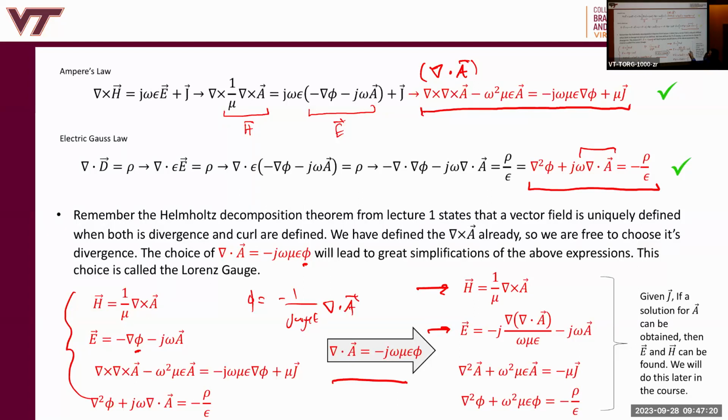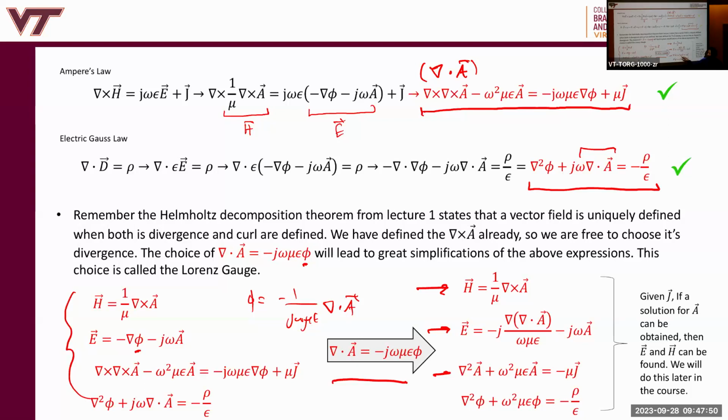E completely in terms of A, H in terms of A, and then to the wave equation up there, if we apply our identity to the curl of A, we can then identify what the divergence of A should be. And we end up with the following expression. The Laplacian of A plus omega squared mu epsilon of A is equal to minus mu J. This we're going to solve later in the course. This is much easier to solve than other forms involving E or H.